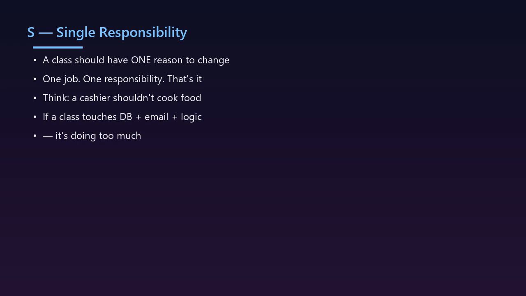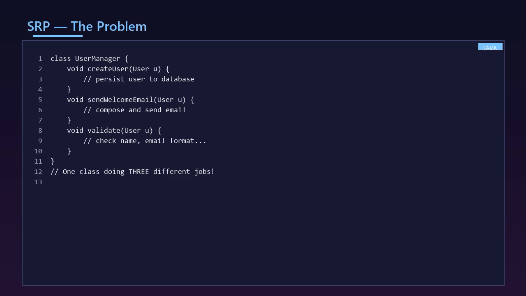The single responsibility principle. The idea is simple. A class should have exactly one reason to change. One job. One responsibility. Think of it like a restaurant. The cashier handles payments. The chef cooks food. The waiter serves. If one person did all 3, any change in the menu, or the billing system, or the serving process would affect that one person. Same applies to code. If a class handles database access, email sending, and validation, it has 3 reasons to change. That's a red flag.